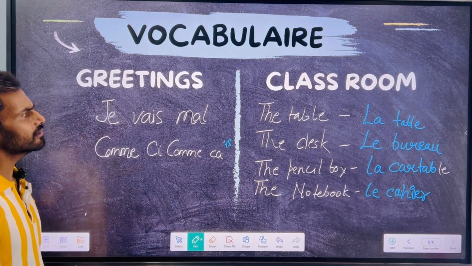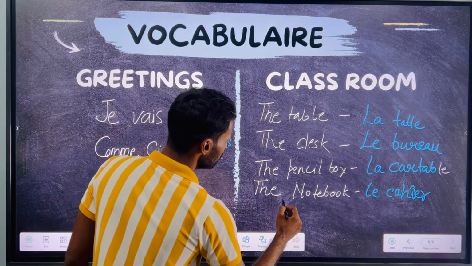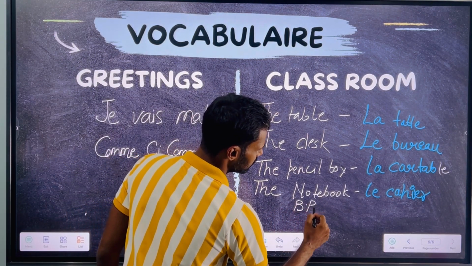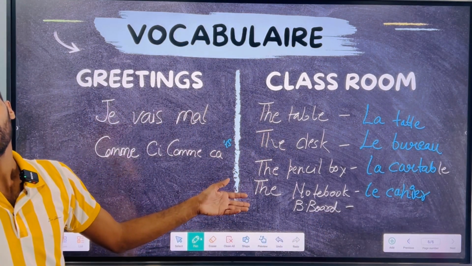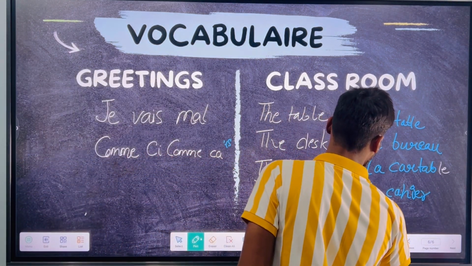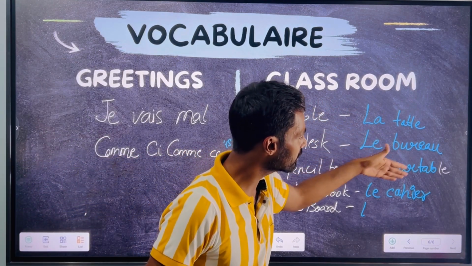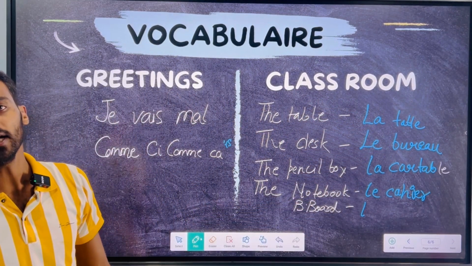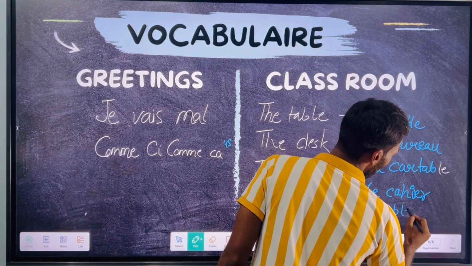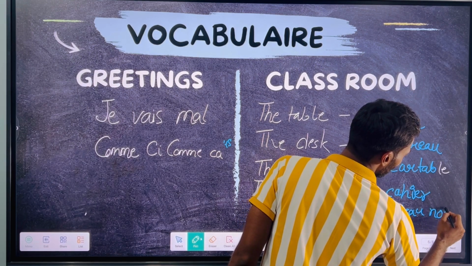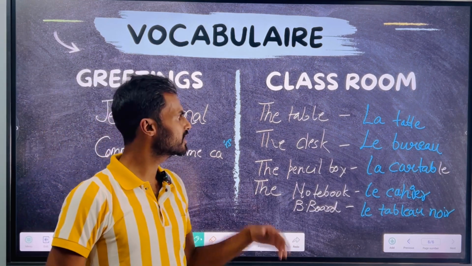And what else could be there? We can also write the blackboard and the chalk. Okay. Let us do it like this. Blackboard. How do we say blackboard in French? La table, le bureau, le cartable, le cahier and the board. The blackboard is la table noire. Okay, so I guess these words are enough for you.